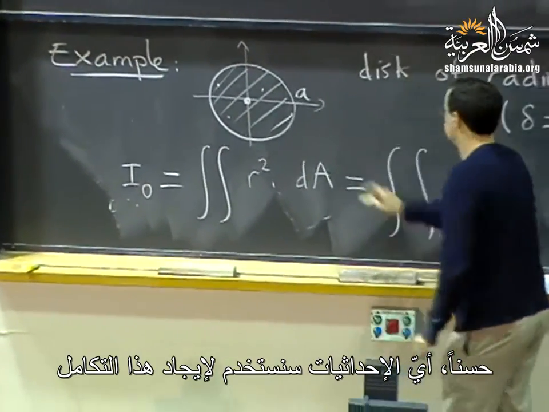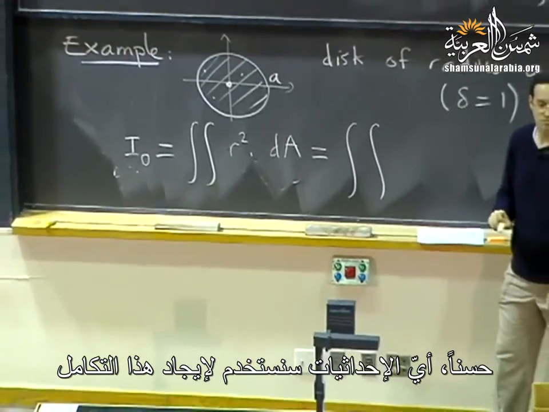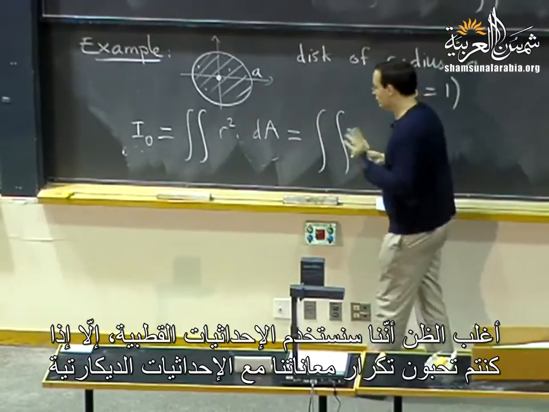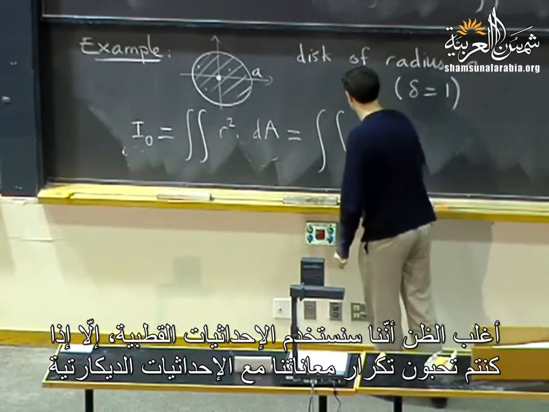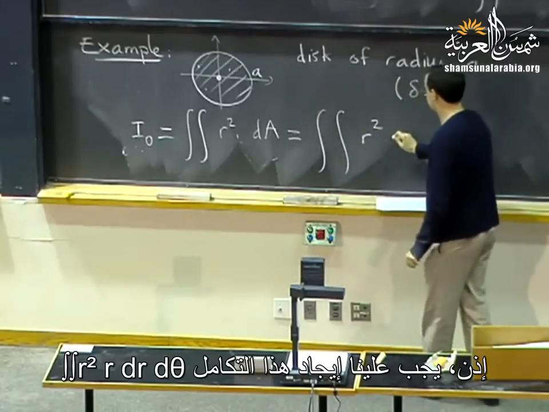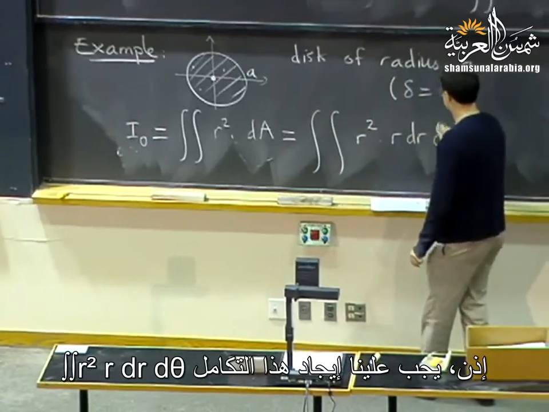Okay, what coordinates do we use to compute this integral? Yeah, probably polar coordinates. I mean, unless you want a repeat of what happened already with x and y. So that will tell us we want to integrate r squared times r dr d theta.